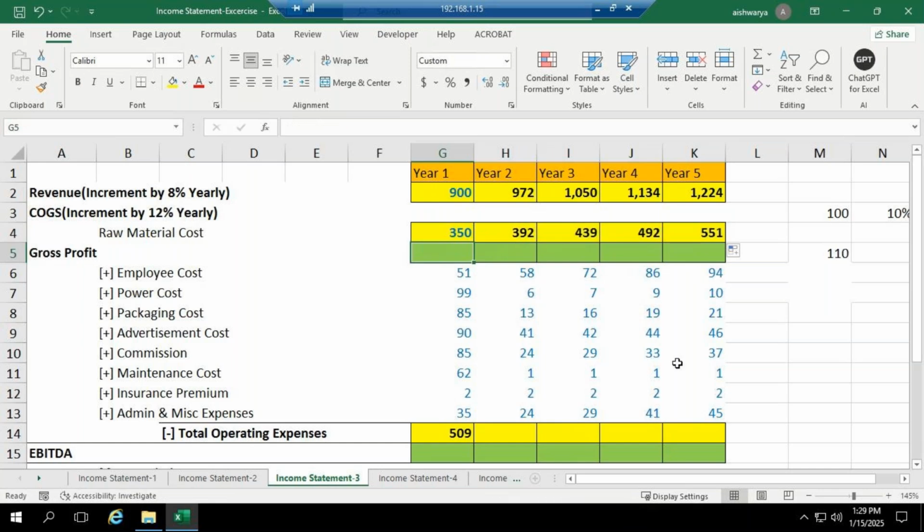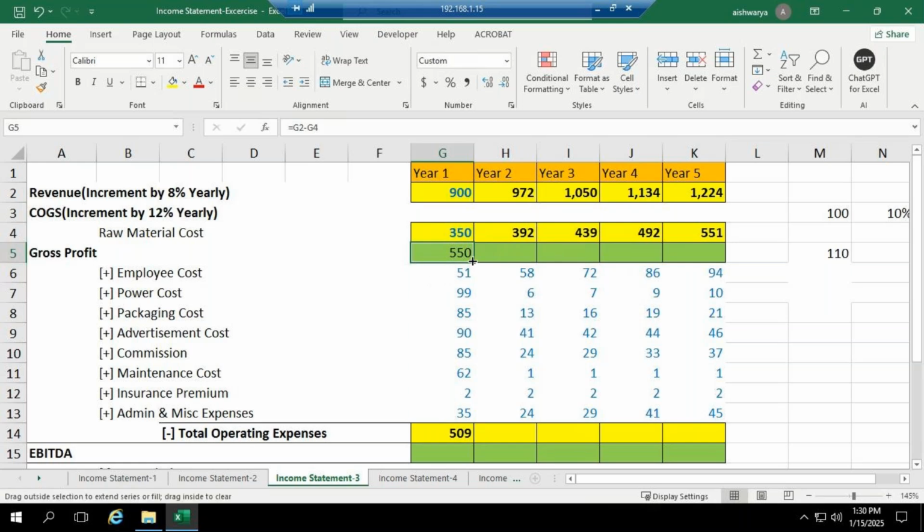Now the gross profit we have to calculate here. So how to calculate this gross profit? That means sales minus COGS. Sales minus COGS, you will be getting the gross profit as the answer. So now press enter. See, now we will be getting the answer, that means the gross profit as 550.